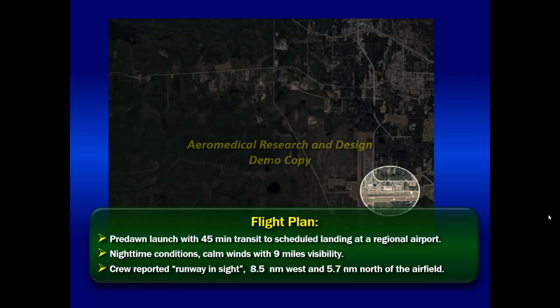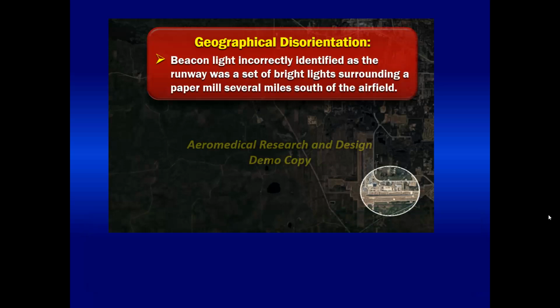Unfortunately, when the first officer began to nose the aircraft over to initiate their landing descent, he failed to realize he was geographically disoriented, and the beacon light he had identified as a runway was instead a set of bright lights surrounding a paper mill several miles south of the airfield. For the next 3.5 minutes, the pilot flew the aircraft in a slight turning descent toward the paper mill.